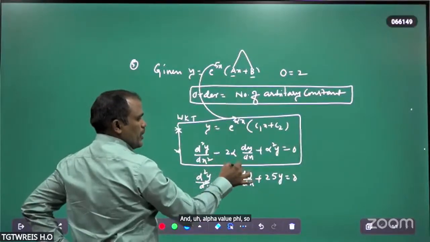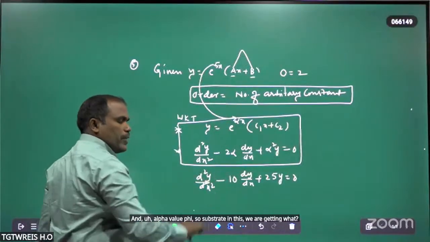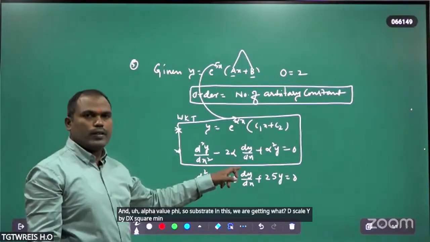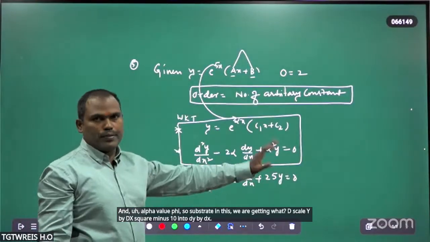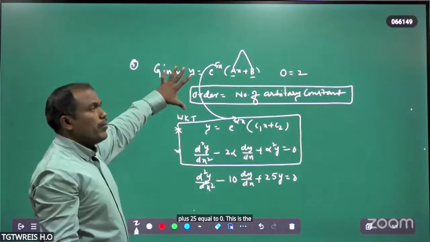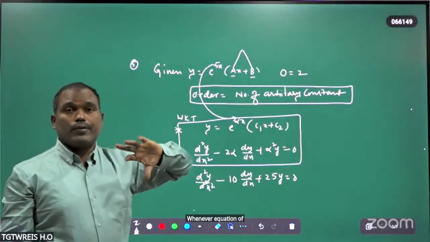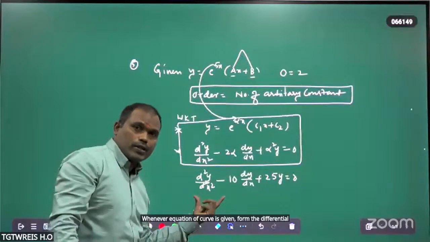So substituting in this, we get d square y by dx square minus 10 into dy by dx plus 25 equal to 0. Whenever the equation of a curve is given and we must form the differential equation, you can do it like this.